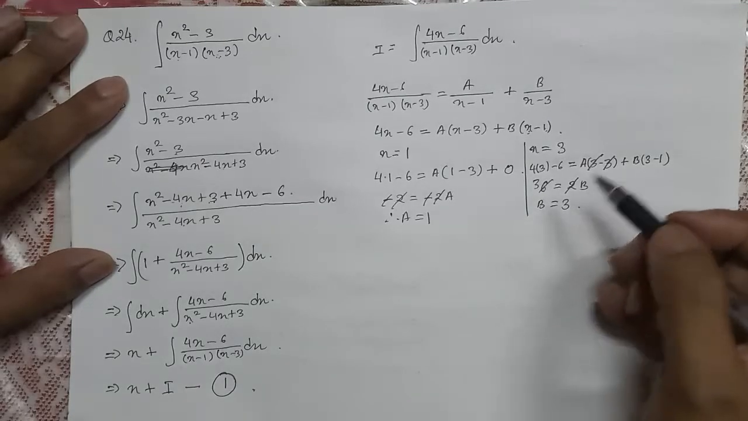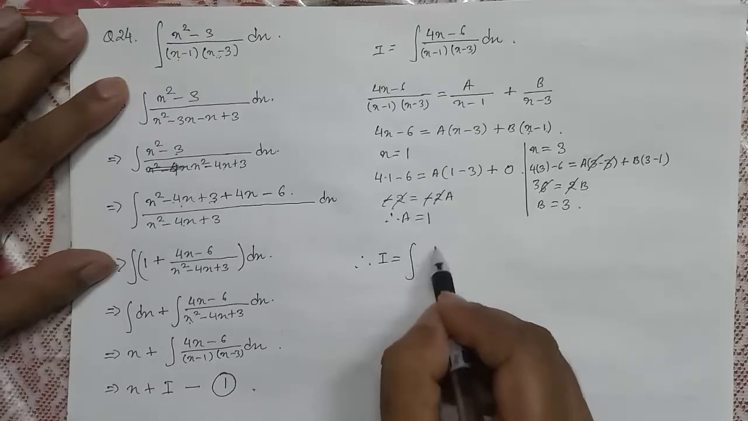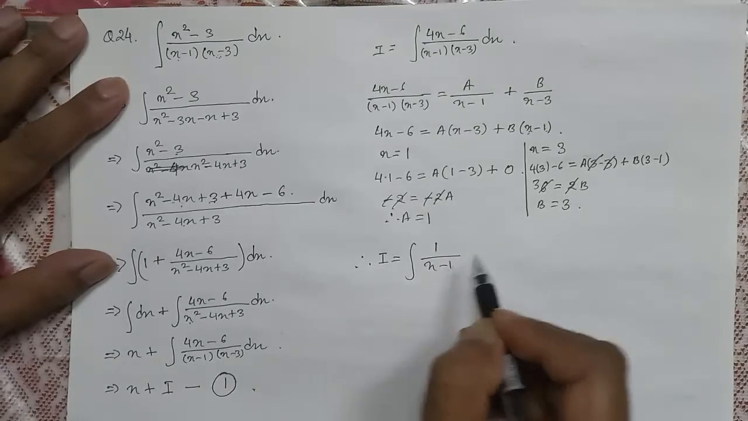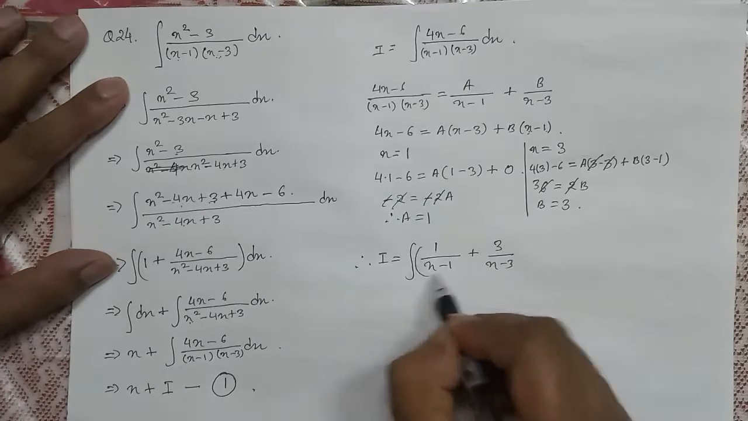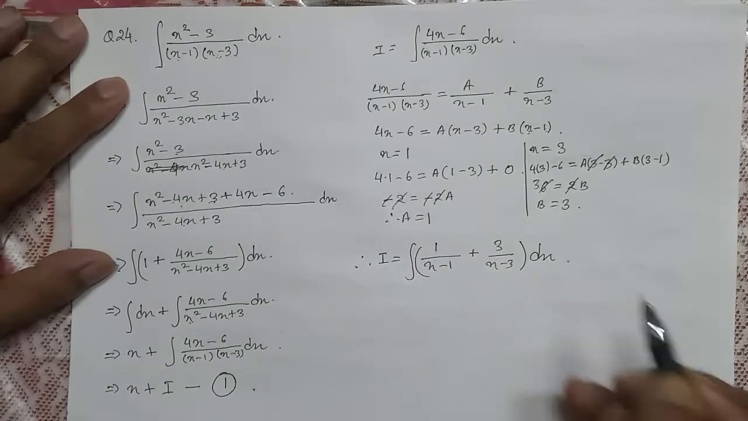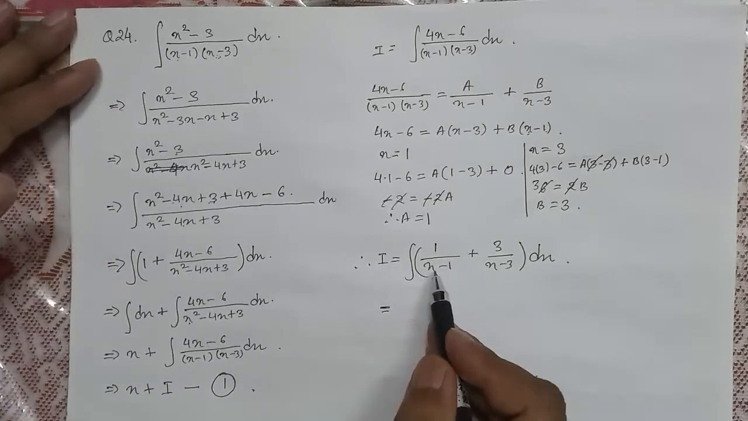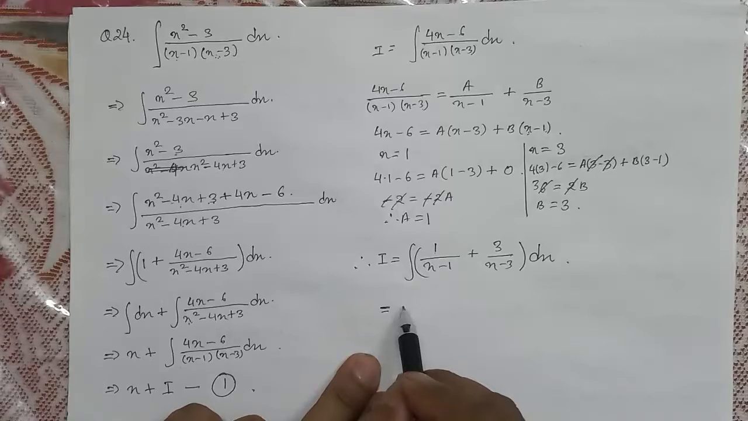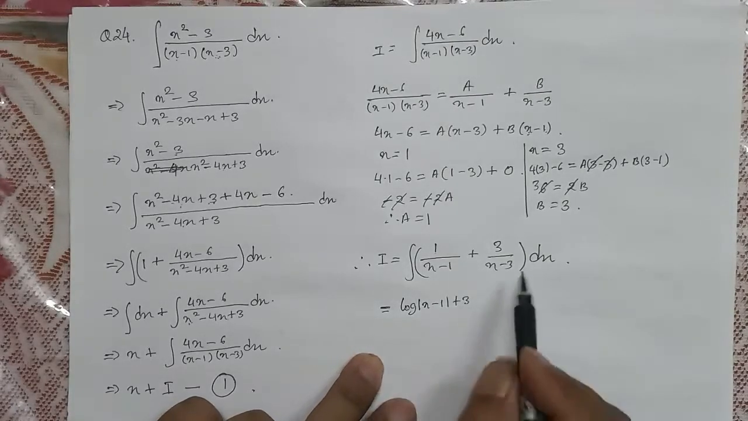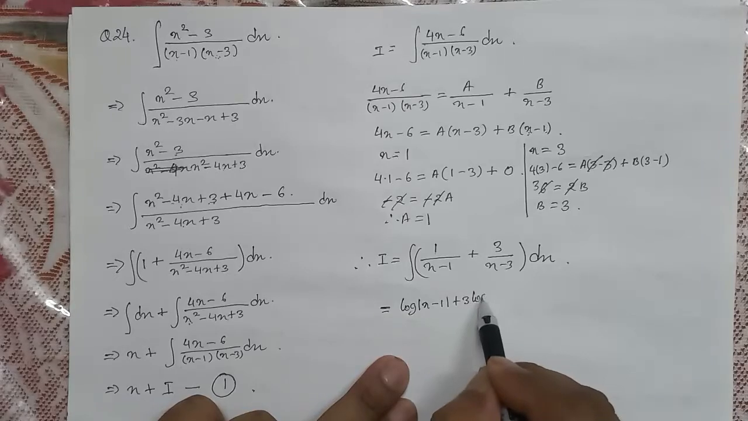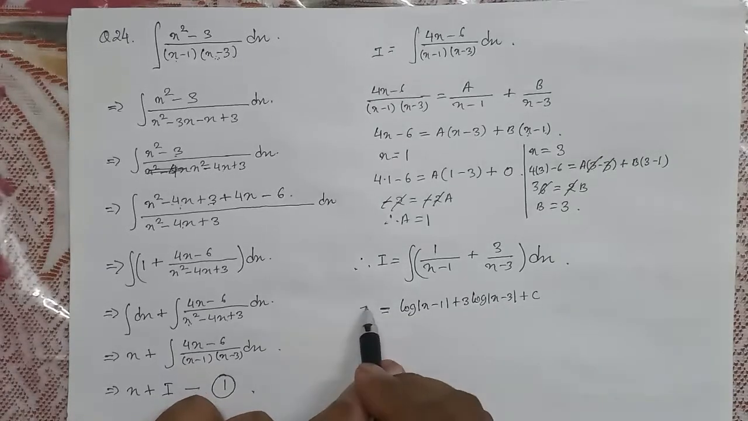After getting a and b, now comes the integration. Therefore I equals, the value of a is 1, 1 over x minus 1, b is 3, 3 over x minus 3, dx. Now the integration of dx over x minus 1 is log of x minus 1, plus 3 times the integration of dx over x minus 3, which is log of x minus 3 plus c. Now this is the value of I.